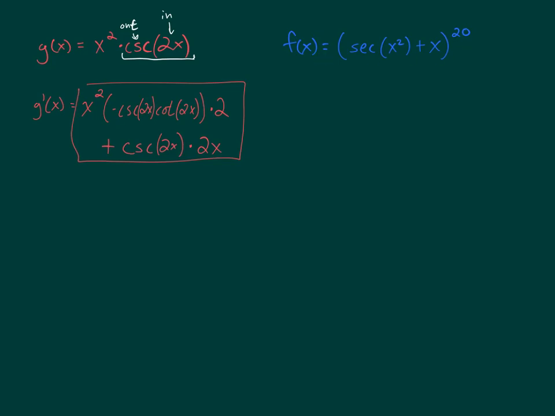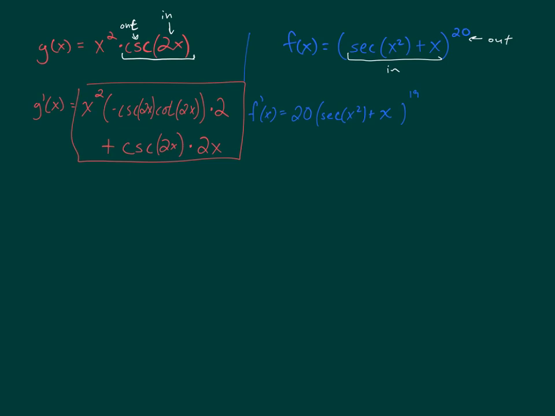For this second example, I see that I have an inside function here and an outside function here, or an inner and outer function. And so for the derivative of this, I will take the derivative of the outside function, so that'd be 20, and then whatever's left to the 19th power. And the inside function stays exactly the same. So this will be secant x squared plus x.